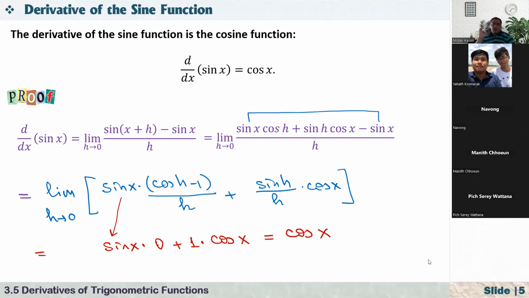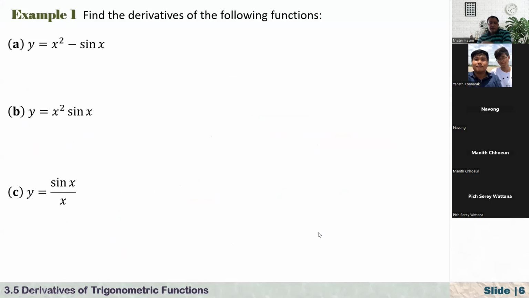Okay, so now we can just take this as a fact. The derivative of the sine function is equal to the cosine function. Next, let's see immediately a few examples involving the sine of x and the rules that we have already studied. Let me just use green here.